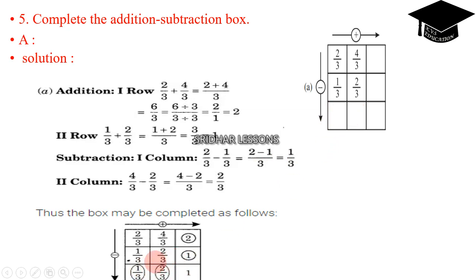See here, these two fractions can be added and the result put here, row wise. In the second row, we are adding these two and putting the result here. In the first column, we are subtracting and putting the value here. And in the second column, same as we are subtracting and putting the value here. Understood? Okay.